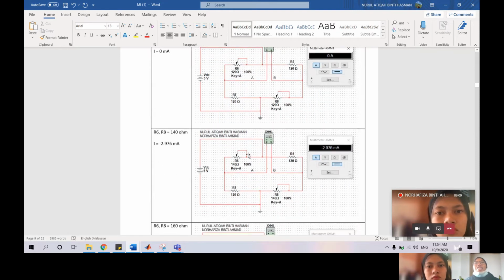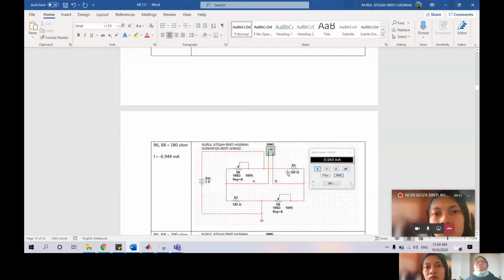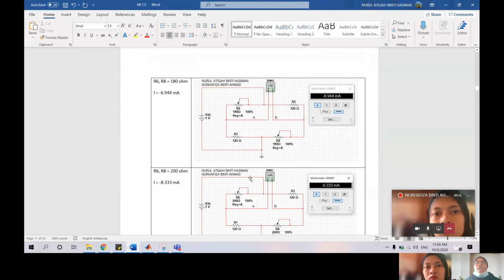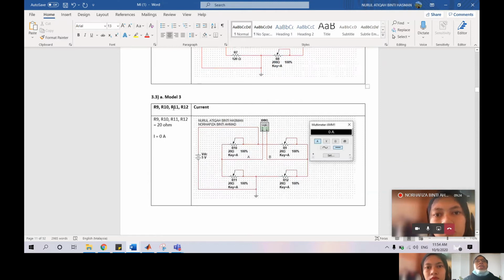120 ohm, 140 ohm, 160 ohm, 180 ohm, and 200 ohm. We get negative 8.333 milliampere. And the last one is model 3. We change all the resistors into potentiometer resistors, which are R9, R10, R11, and R12. Also, we started from 20 ohm until 200 ohm.